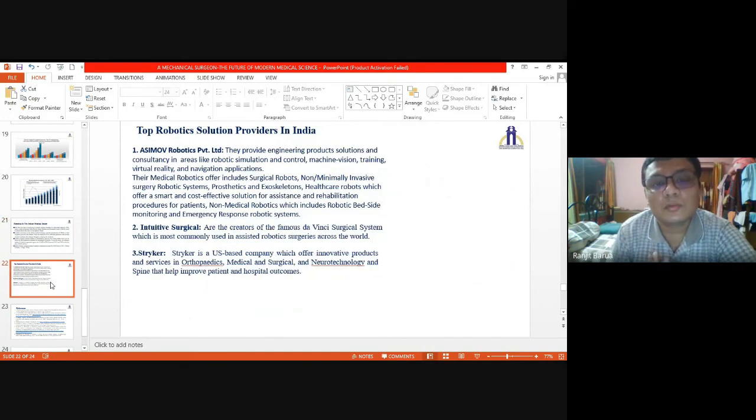Now the robotic solution providers in India are very few, because only a few companies are available as surgical robotics providers. One is Osimov Robotics Private Limited. They provide engineering product solutions, machine vision training, augmented and virtual reality, and navigation applications, and their robots are used in minimally invasive surgery and also healthcare based robot exoskeletons. Hospitals like Fortis or Genesis Life Hospital and nursing homes use this kind of robotic application for their surgical operations. Another one is Intuitive Surgical, very famous for the da Vinci surgical system and laparoscopic system. They are very useful for surgeries across the world.